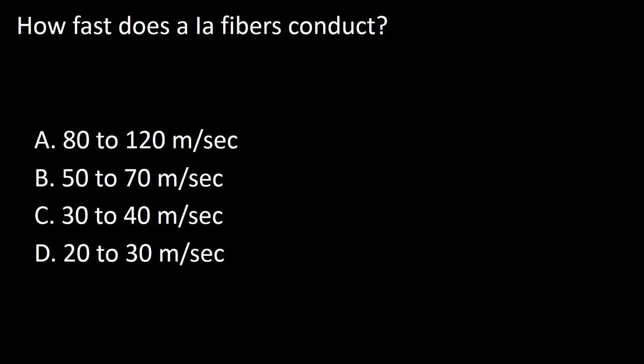Next question. How fast does a 1A fiber conduct? A. 80 to 120 meters per second. B. 50 to 70 meters per second. C. 30 to 40 meters per second. D. 20 to 30 meters per second.